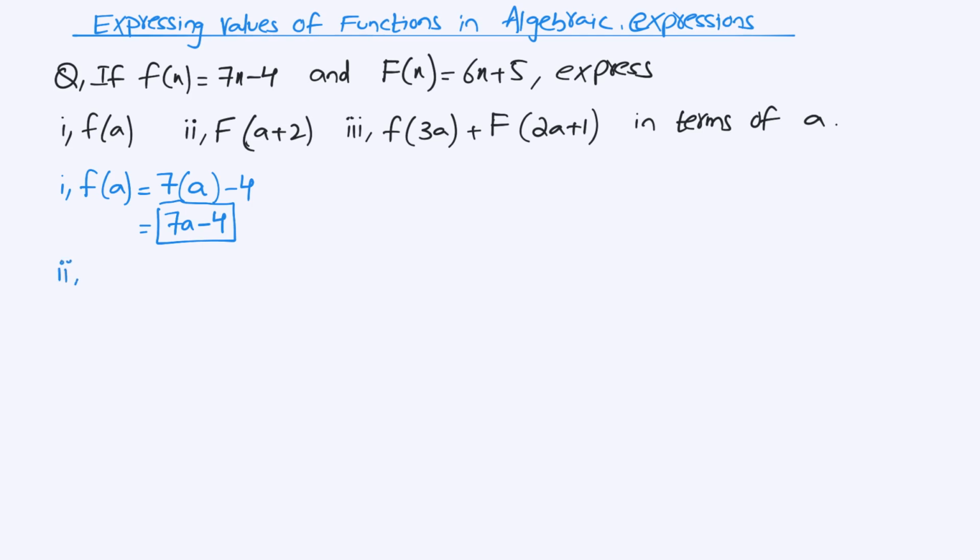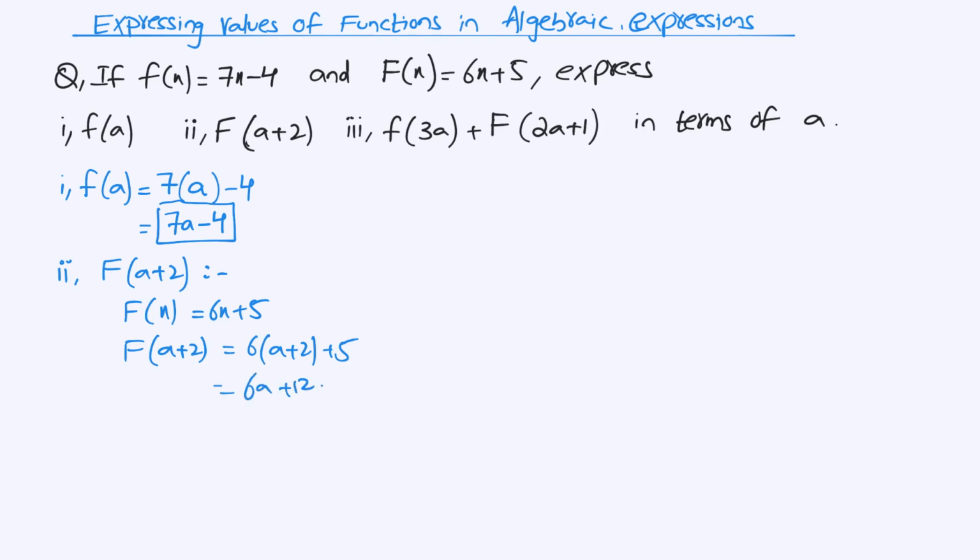Part 2 says capital F of a plus 2. Now capital F of x function is 6x plus 5. In place of x I have to insert a plus 2. So in place of x you just plug in a plus 2 and simplify this. Okay, and you get 6a plus 17. That is your image of the function when you place a plus 2 in this function.